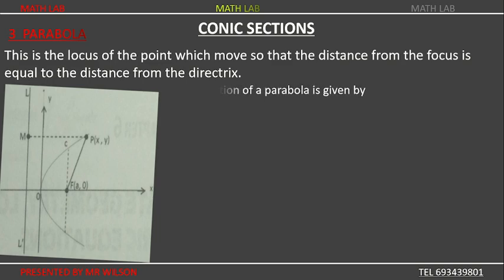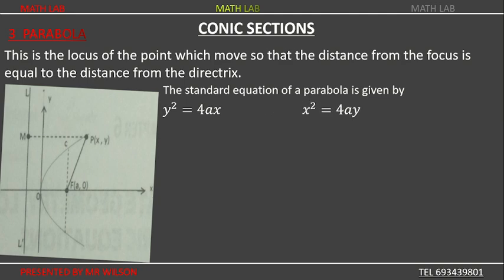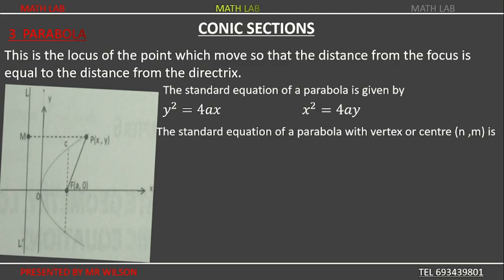Now let us have the standard equation of a parabola. The standard equation is given by y squared equals 4ax or x squared equals 4ay. So these are the two standard equations of a parabola, very simplified. Now with the center (n, m), we have (y minus m) all squared equals 4a times (x minus n), or the other form, (x minus n) all squared equals 4a times (y minus m).